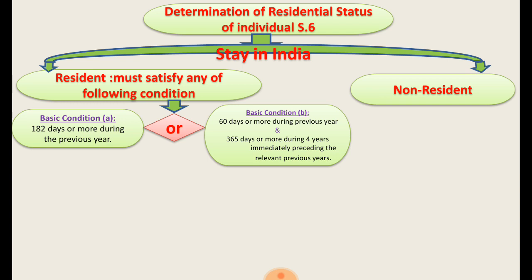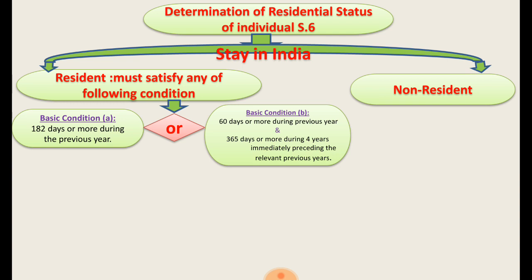So we must see what the first condition is. The first condition is that that person's stay must be at least 182 days or more during the previous year. It means the previous year for which the income tax liability is going to be decided. So that person should be in India for at least 182 days or more during that previous year. If that person satisfies this condition, then that person is declared as a resident. But if that individual does not satisfy the first condition, then we will apply the second condition.